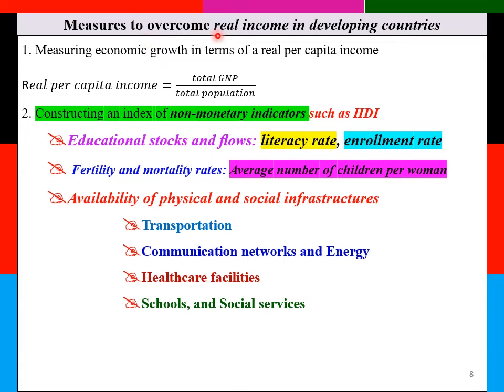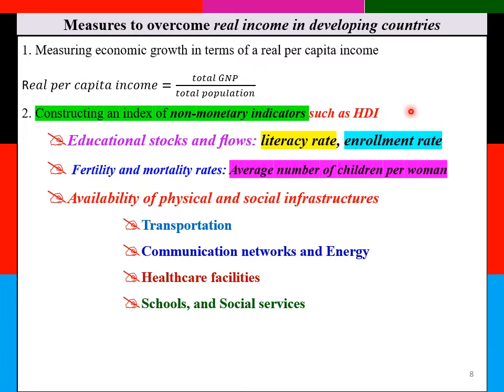Measure to overcome real income problems in developing countries. Since the above is the problem, how can we overcome those problems? The first one is measuring economic growth in terms of real per capita income. The second one is constructing an index of non-monetary indicators such as the Human Development Index.